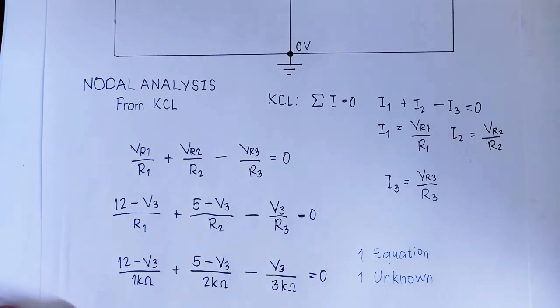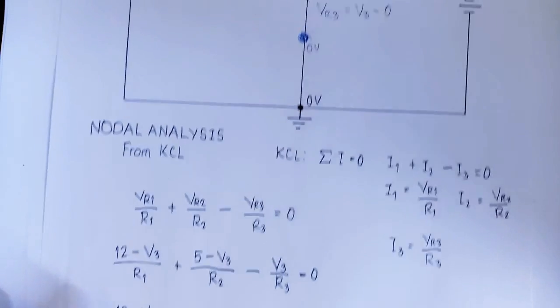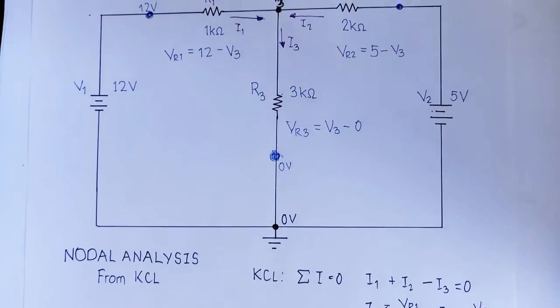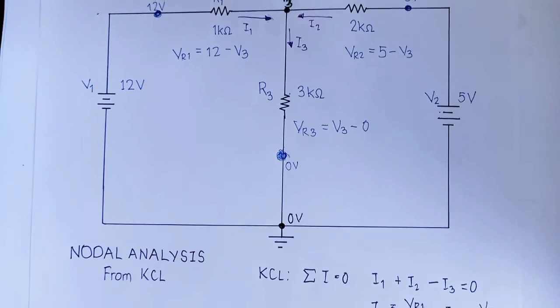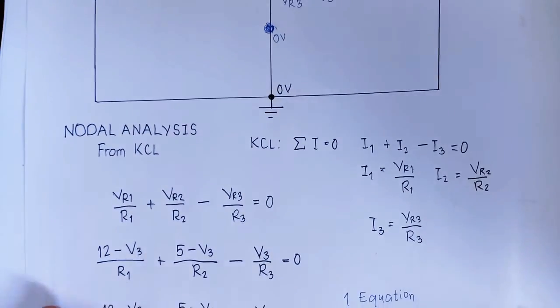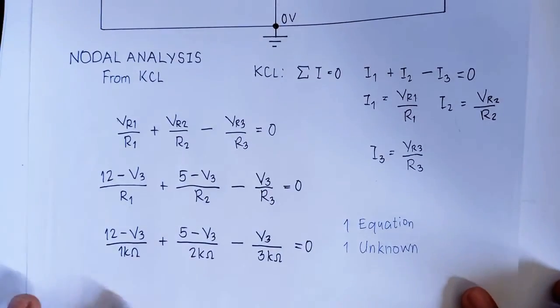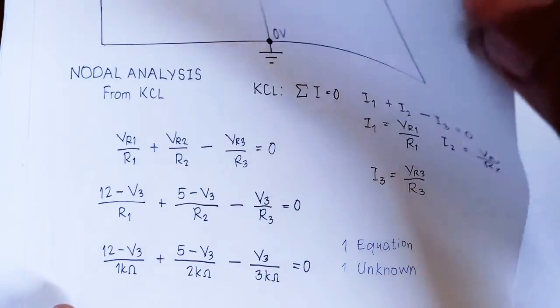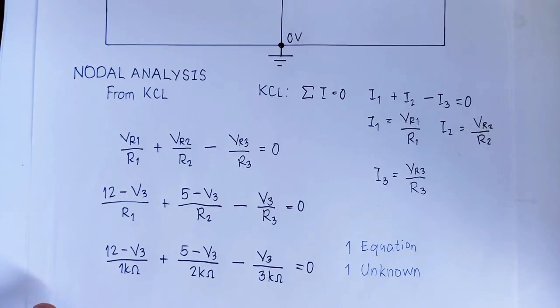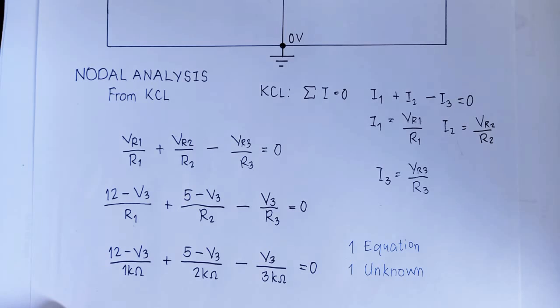Dahil dyan, mas mabilis ito. Para sa circuit na to, mabilis natin maisosolve itong circuit using nodal analysis. Okay, from KCL and KVL, di ba, sa Kirchhoff's laws, nagkaroon tayo ng 3 equations, 3 unknowns. Sa mesh analysis naman, nagkaroon tayo ng 2 equations, 2 unknowns. This time, 1 equation, 1 unknown lang to. Madali lang kasi. V sub 3 lang ang isosolve natin dito.